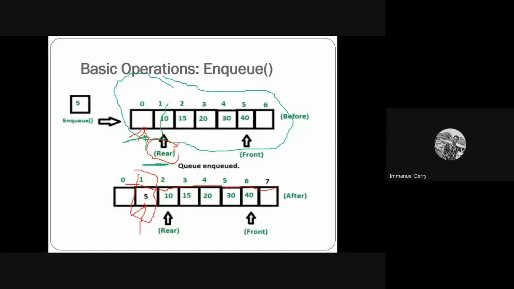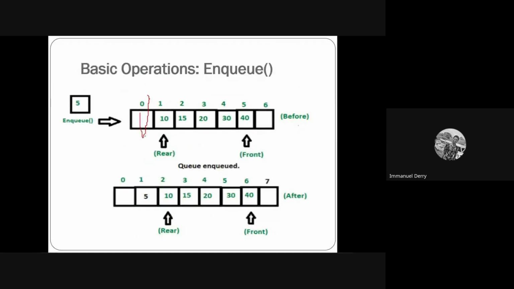When it is full, it means that we don't get empty spaces at both ends. So more like we are going to get something like this. All of these empty ones are going to be removed. So you're going to get actual cells with values in them from the beginning to the end. That is how the queue is going to be indicated as full.